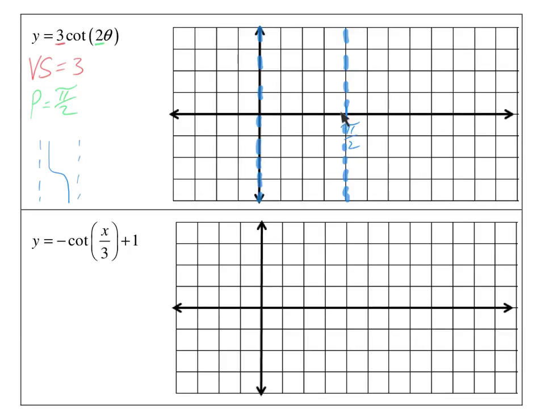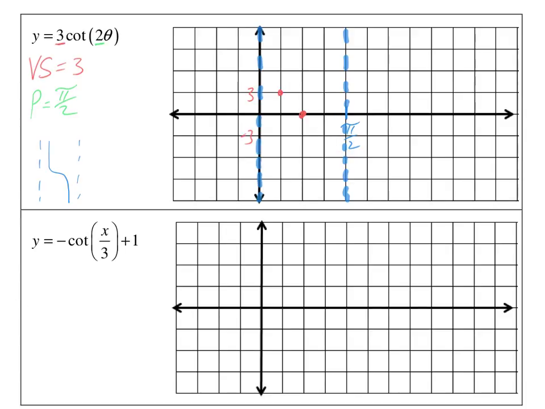Now, exactly between these two asymptotes is going to be the middle of your cotangent graph. So right here is going to be the middle. And your vertical stretch was 3, so halfway between these, you're going to go up 3. So in order to go up 3, I'm going to label this right here 3, and this negative 3. Okay, so I'm going to go up 3 right there. And then on the other side between these two, I'm going to go down 3.